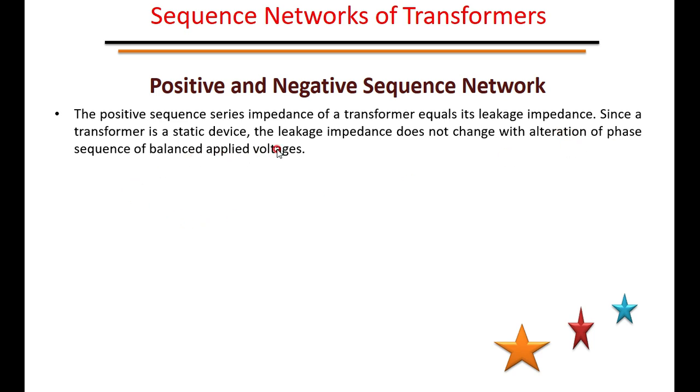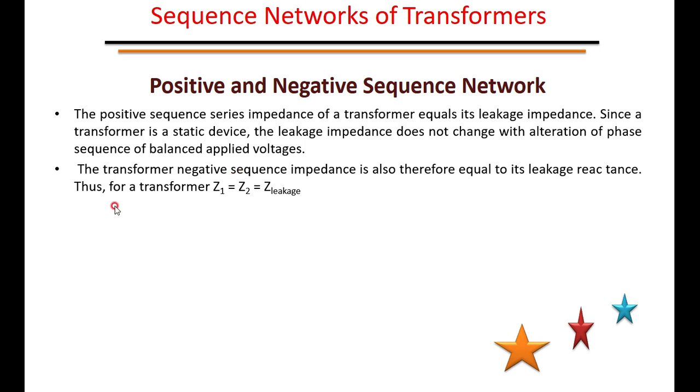Even if there is a transposition of the line, as in the case of the transmission line, it does not affect it; it remains the same. And the transformer negative sequence impedance is also therefore equal to the leakage reactance. Thus, for a transformer, the very important statement is that Z1 is equal to Z2 is equal to Z leakage. Both positive and negative sequence reactances are equal to the leakage impedance. Now, since we are neglecting the resistance, that is nothing but the leakage reactance.